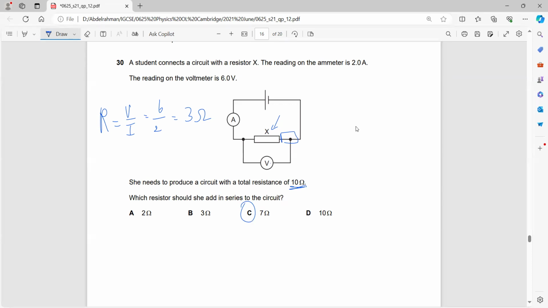To be honest, this is the problem with paper one. This is the problem with the multiple choice questions. They might seem very easy, and they are actually quite easy, but you just need to read the questions very carefully. Most of you would have just chosen B, which would have been wrong. Yes, resistor X is 3 ohms, but she needs the total resistance of the circuit to be 10 ohms. So she needs to add a resistor of 7 ohms in series to X.